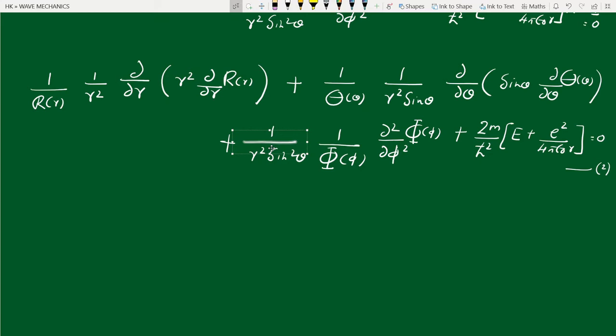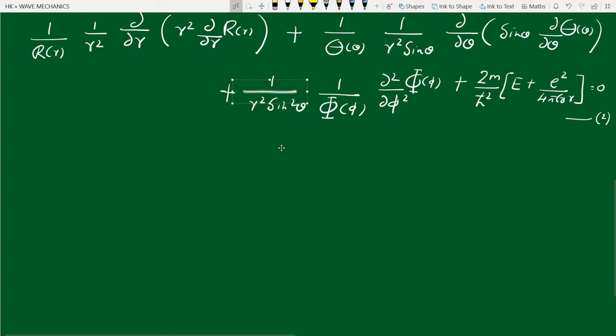So what is the obvious thing to do? Multiply throughout by r square sine square theta. So I am going to multiply equation 2 throughout by r square sine square theta. The aim is to make this third term depend only on the azimuthal angle φ. When you multiply throughout by r square sine square theta, the first term becomes 1 by R. There is an r square in the denominator for the first term, so when you multiply throughout, this r square will go. So we have only a sine square theta here.